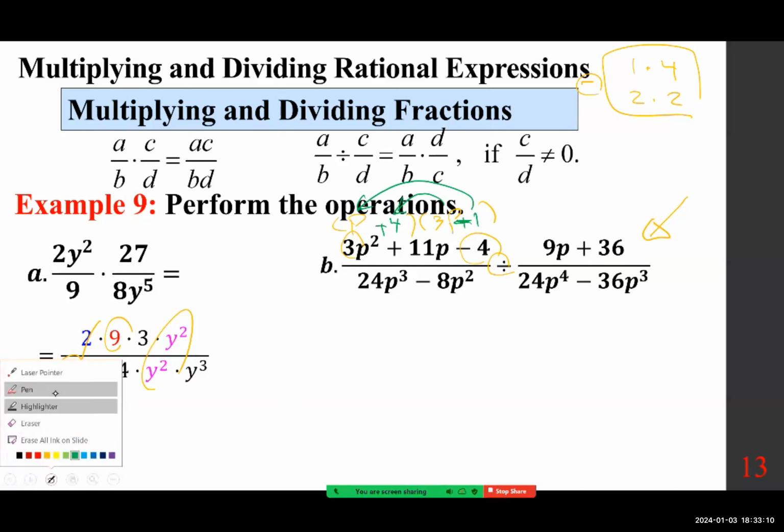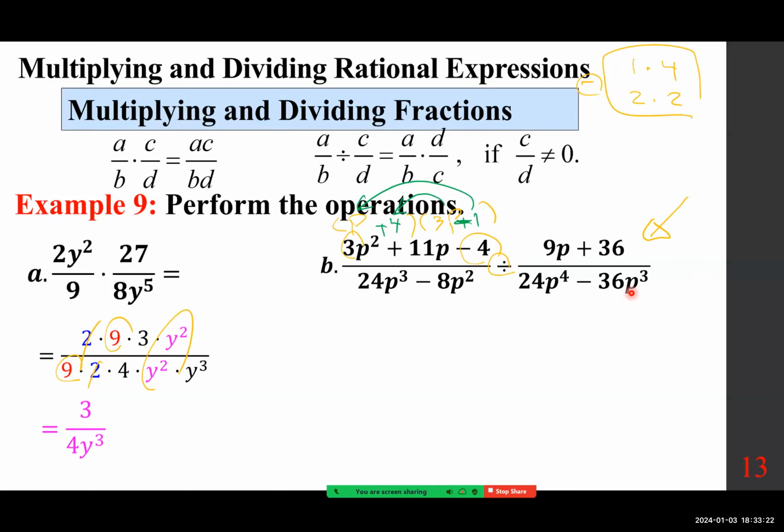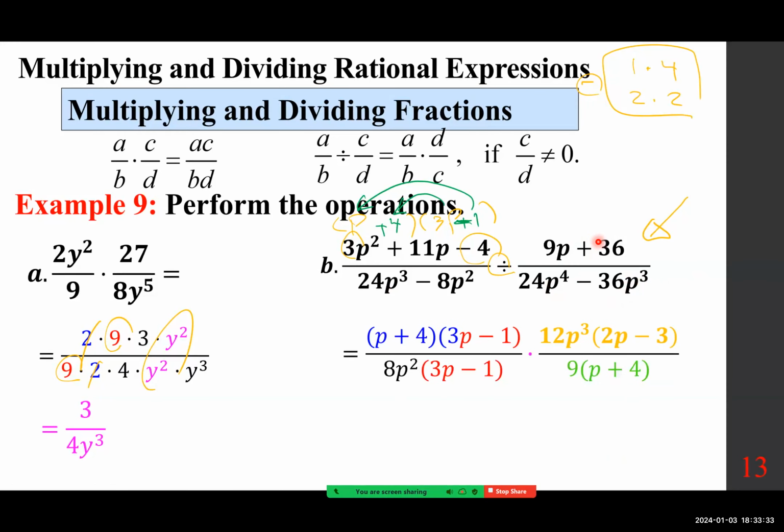All right. This one, 8p squared comes out. This goes up. 12p cubed comes out as 12p cubed times 2p minus 3. This one 9 comes out. So take a look at each piece. So again, this one I had it up here. This one you take the 8p squared out. It leaves you with 3p minus 1.